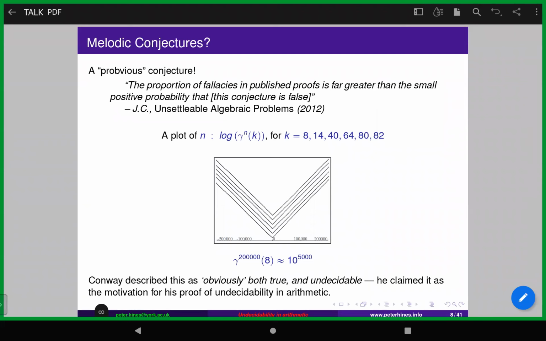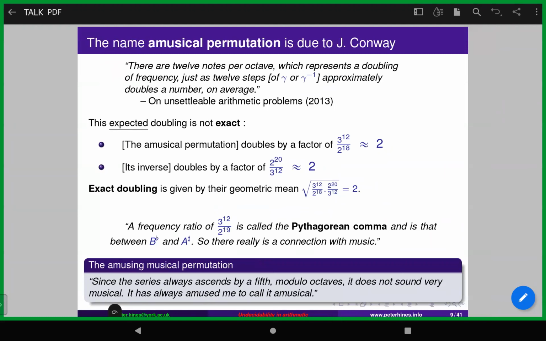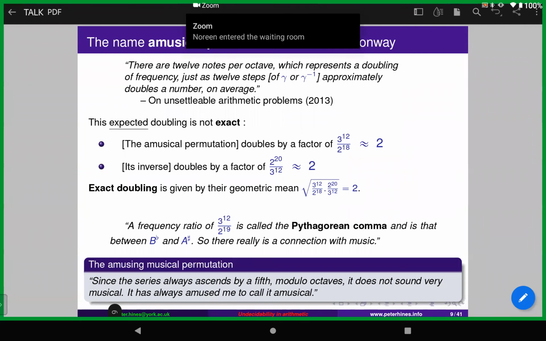And well, this was John Conway's motivation for his proof of undecidability. Okay, well, this next slide isn't really anything to do with the rest of the talk, but if I don't present it, people are going to spend the rest of the talk wondering why it's called the amusical permutation. So here's John Conway's motivation.